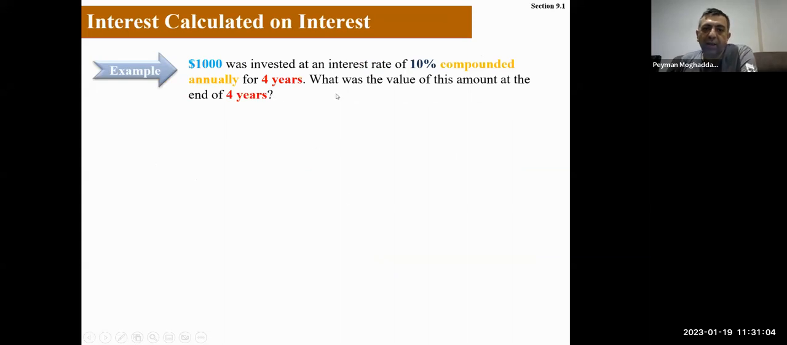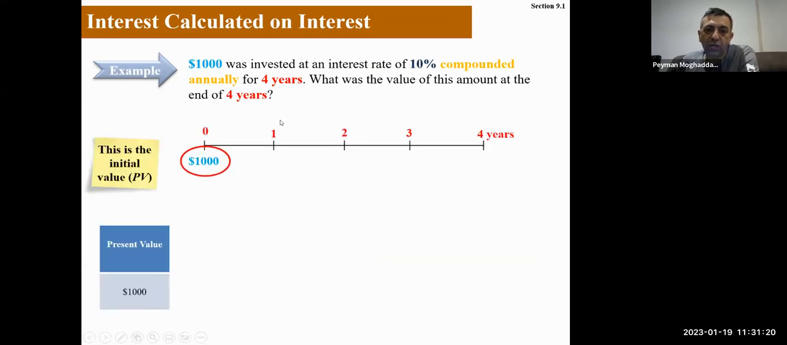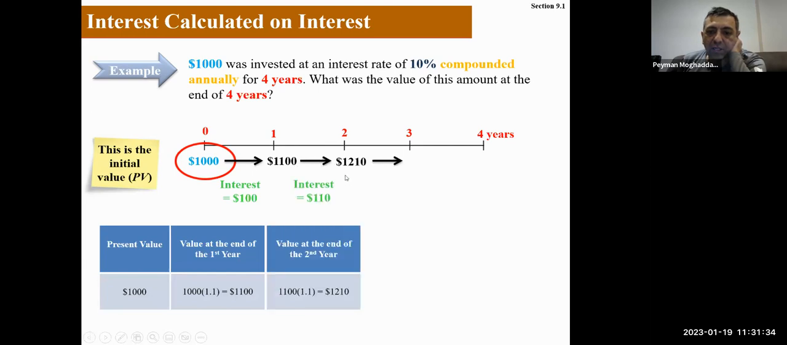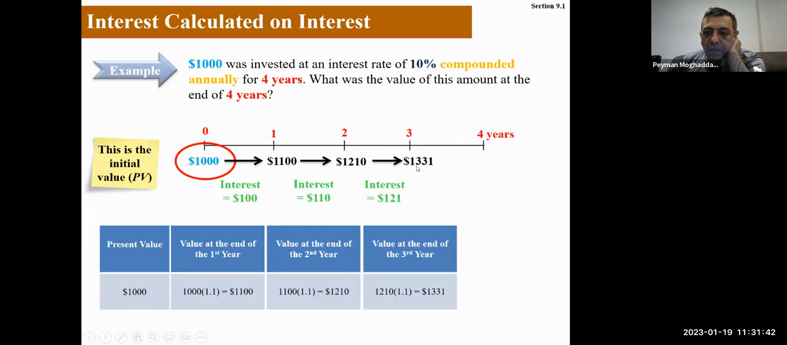All right. Example: $1,000 was invested at an interest rate of 10% compounded annually for 4 years. What was the value of this amount at the end of 4 years? Okay, we already discussed that. So $1,000 after 1 year is going to be $1,100. After 2 years, you have to calculate the rate on that. So the $1,000 after the first year, at 10% interest, is going to be $1,100 here, and then again 10% of this is $110. On top of this it is going to be $1,210.